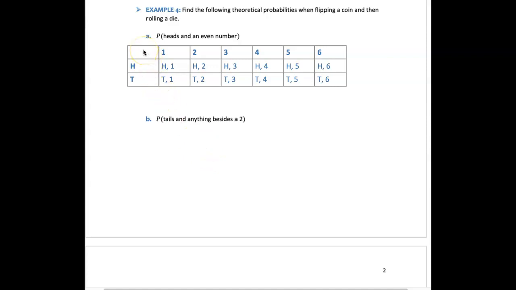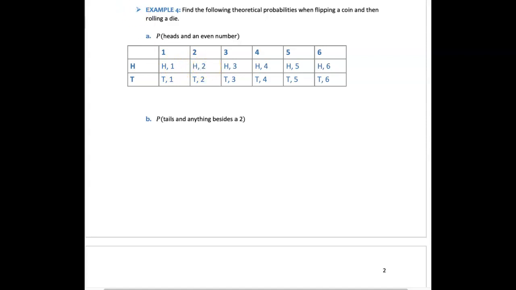So this table comes straight from the text. This table shows the 2 outcomes that could happen when you flip a coin, heads and tails, and the 6 outcomes that could happen when you roll a die, 1 through 6. And then inside the table, these represent the outcome of flipping a heads and rolling a 1, flipping a heads and rolling a 2, so on and so forth.